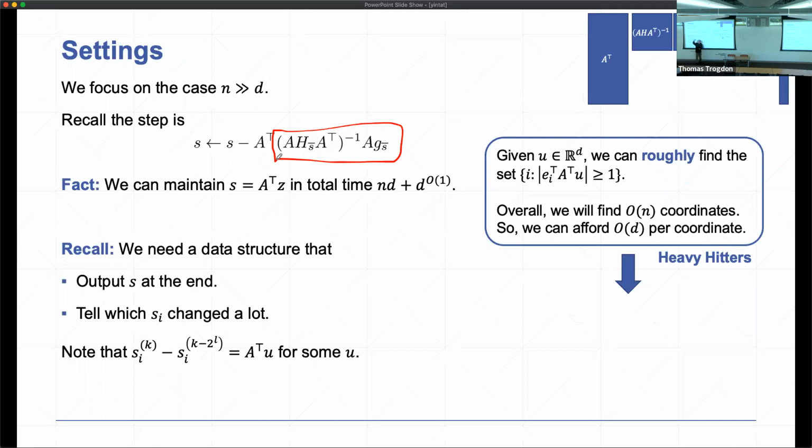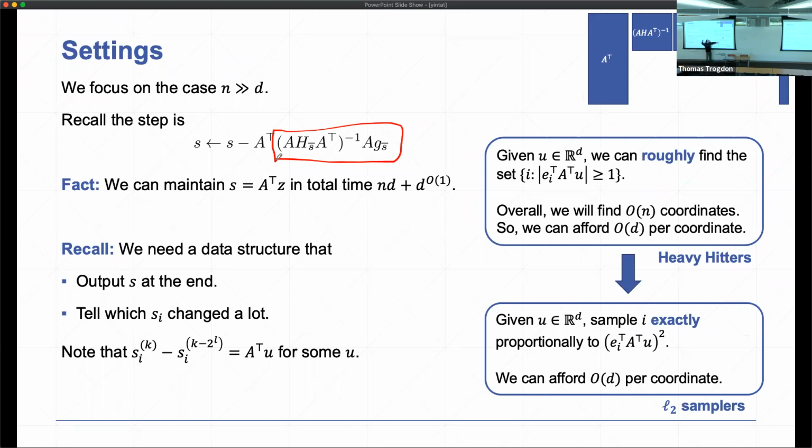One way to find a large coordinate is to ask for a more difficult question. Instead of finding the large coordinate, we sample a coordinate according to the entry squared. And it turns out for our setting, it suffices to solve this problem. Again, we have O(D) time budget per each sample. Now the question is, given a vector implicitly represented in this way, how can we sample a coordinate according to that vector's distribution?